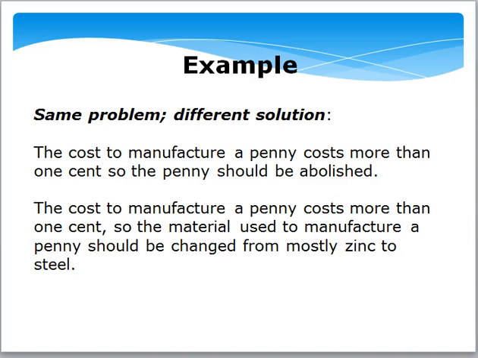So we could keep the same problem. The cost to manufacture a penny is more than 1 cent. Different solution though. The material used to manufacture a penny should be changed from mostly zinc to steel. This would be a solution that's a little bit different from the first example. And just as an aside, during World War II, we actually did use steel to manufacture pennies. If you did some research, you would find that there are many variations in the way that we have gone about manufacturing our coins through the years. That would be information that you would want to bring to your speech.